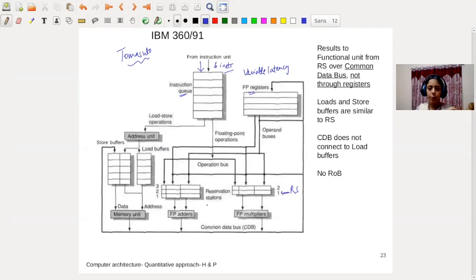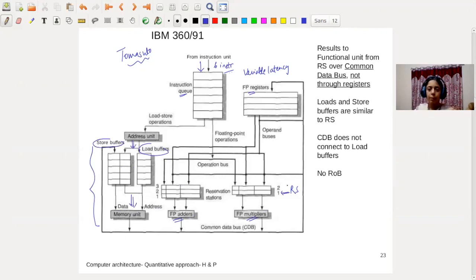So you have 2 sets of reservation stations, one for the adders and one for the multipliers, and both of them are floating point adders and multipliers. Then this whole thing is a memory unit, which we have not discussed so far and we will discuss later. So basically we have the load buffer and the store buffer, both of them going into the memory unit, and the address unit connecting to both of these buffers.